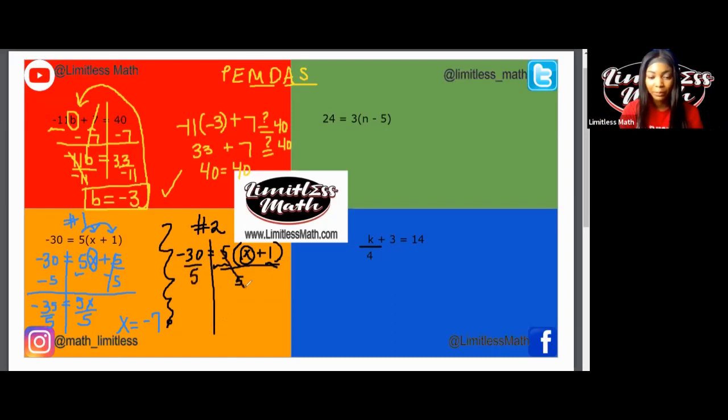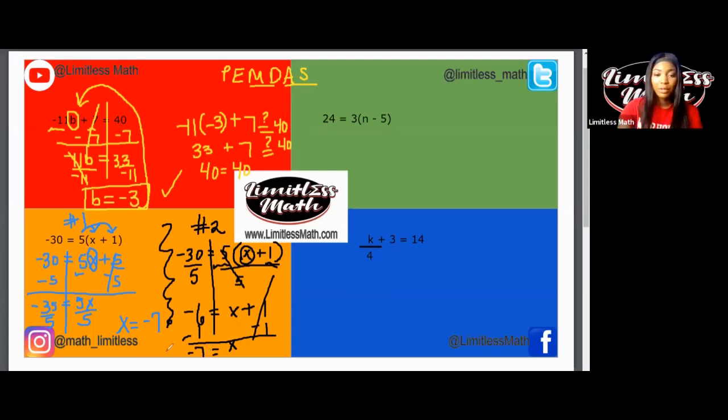So those cancel. Negative 30 divided by 5 is negative 6 equals x plus 1. And then you just want to get rid of the 1 that's there. It's positive, so you would be subtracting. Remember, we do the opposite of everything. 1s cancel. x equals negative 7. You got the same thing no matter which method you did it. So let's hope that this is the right answer.